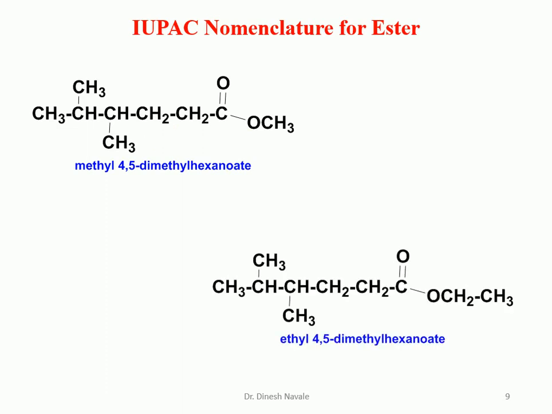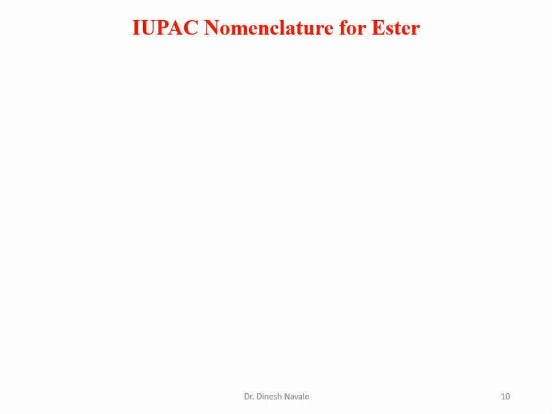We have another molecule where the alkyl group on the alkoxy is the ethyl group. So it is going to be ethyl as it is. A 1, 2, 3, 4, 5, 6 carbon atom chain is here, so hexanoate. Substituents are present at carbon numbers 4 and 5, so it is 4,5-dimethyl. So the IUPAC nomenclature is going to become ethyl 4,5-dimethylhexanoate. So ethyl belongs to this CH2CH3, 4,5-dimethyl are the substituents, and hexanoate is the longest possible carbon chain. So this will be the IUPAC nomenclature of this ester.